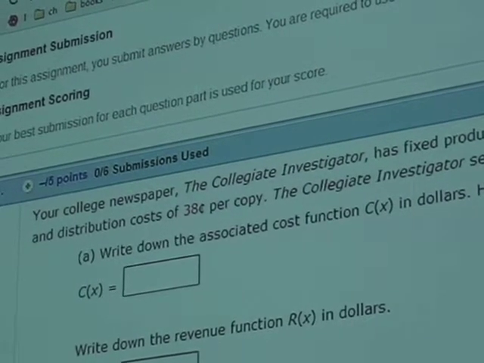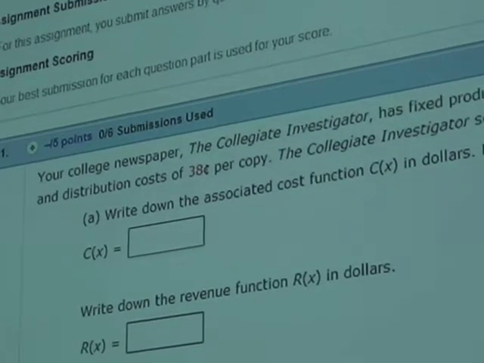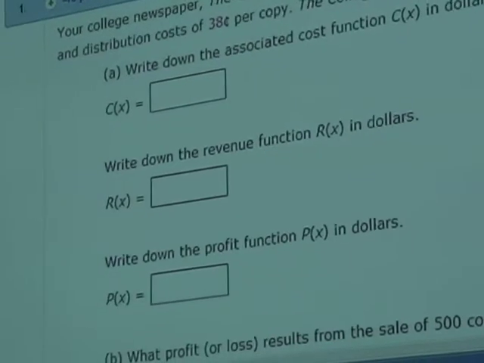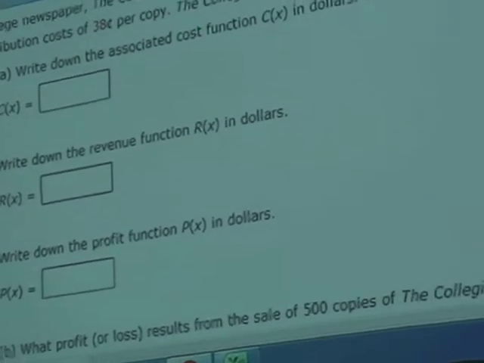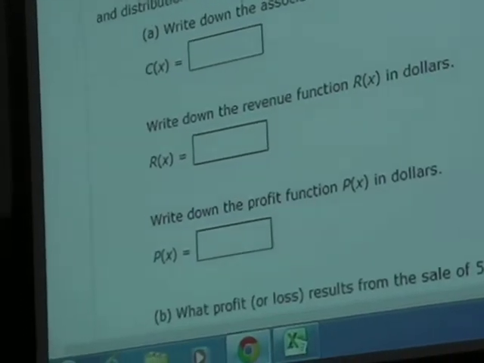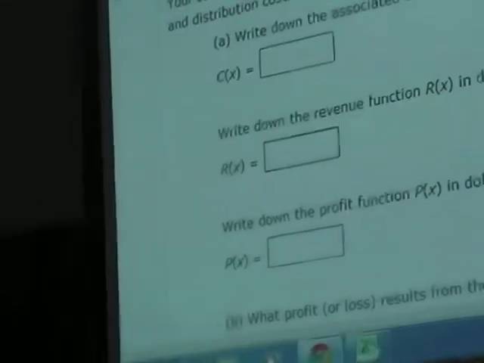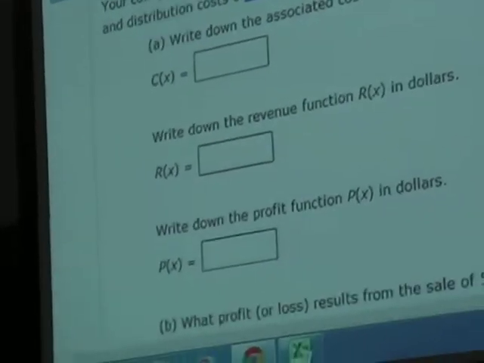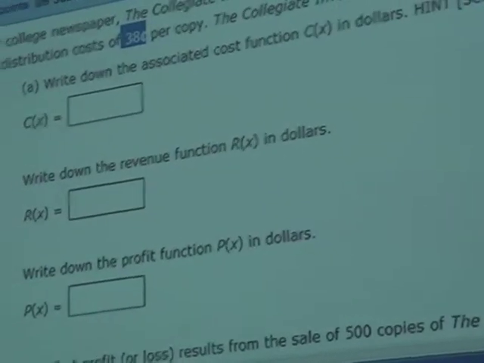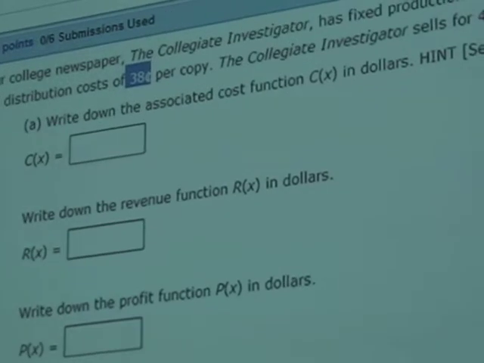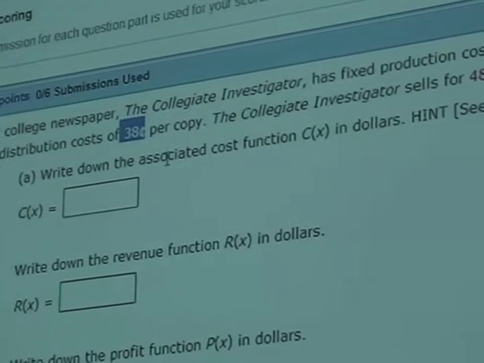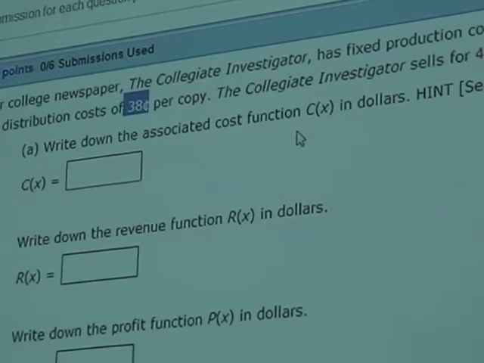Okay, do you get that? Fixed production costs of $76. You see this word? Fixed. Per edition. And marginal printing and distribution costs of 38 cents per copy. And they also tell us one more thing, which we don't need for this part, which is it sells for 48 cents a copy. Now, they say write down the associated cost function.